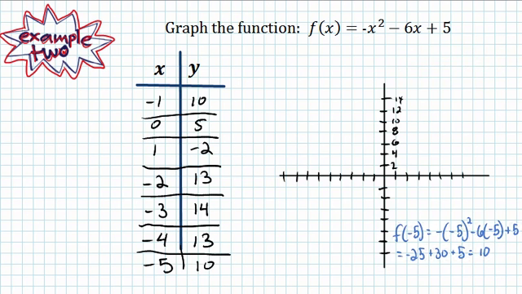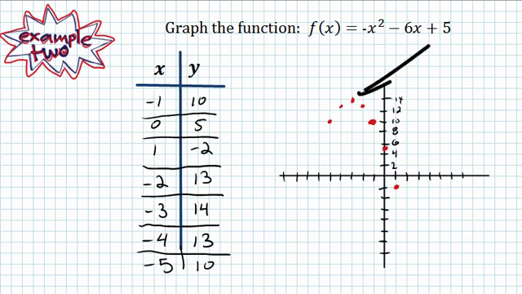Now I have a lot of points and a lot of information, but notice that some of these y values are pretty big. Because the y values are pretty big, I'm going to have my y's count by 2. It's just a little trick that makes your life a little bit easier. So start plotting your points. -1, 10. 0, 5. 1, -2. -2, 13. -3, 14. -4, 13. -5, 10.